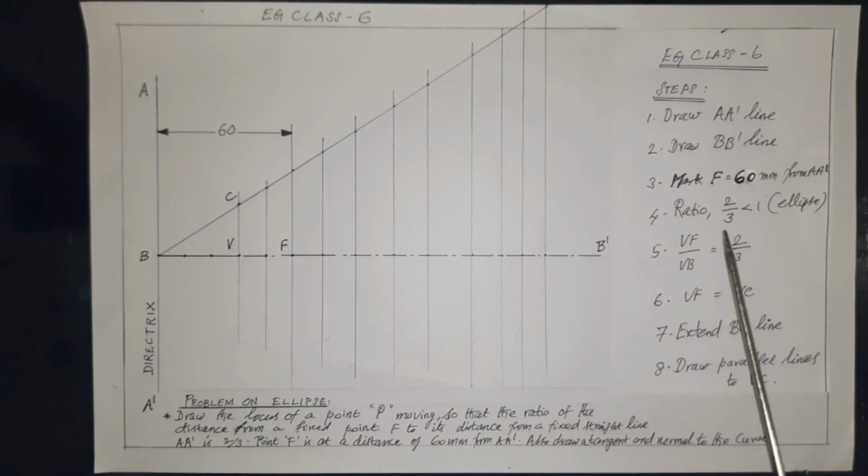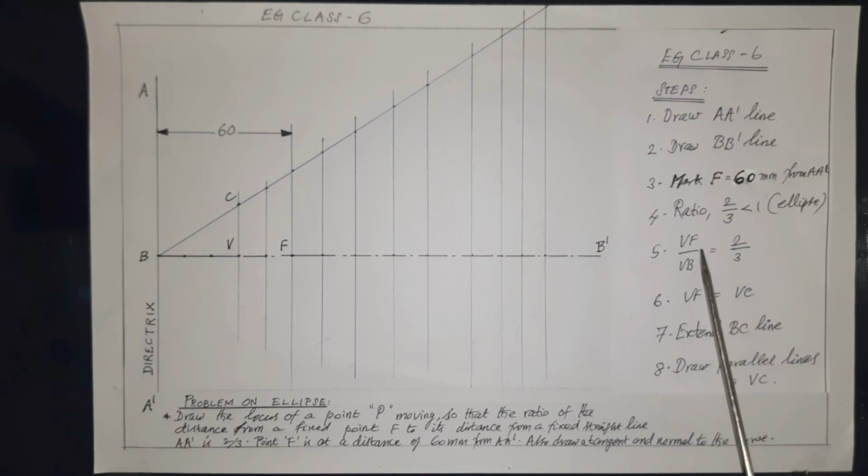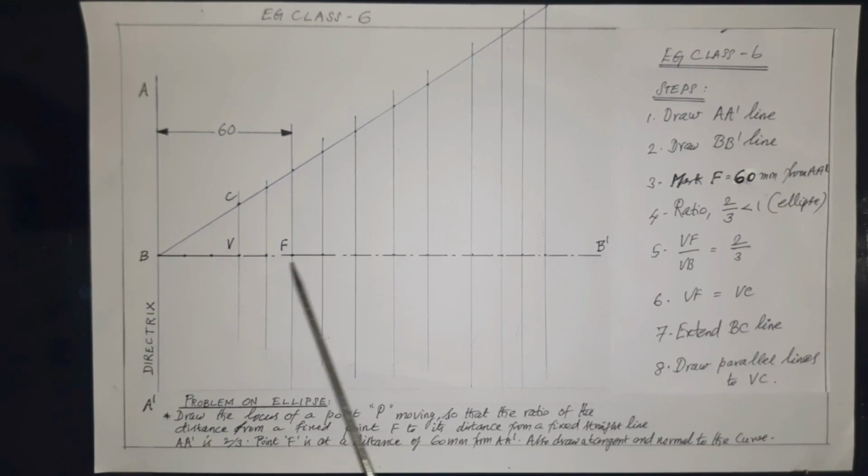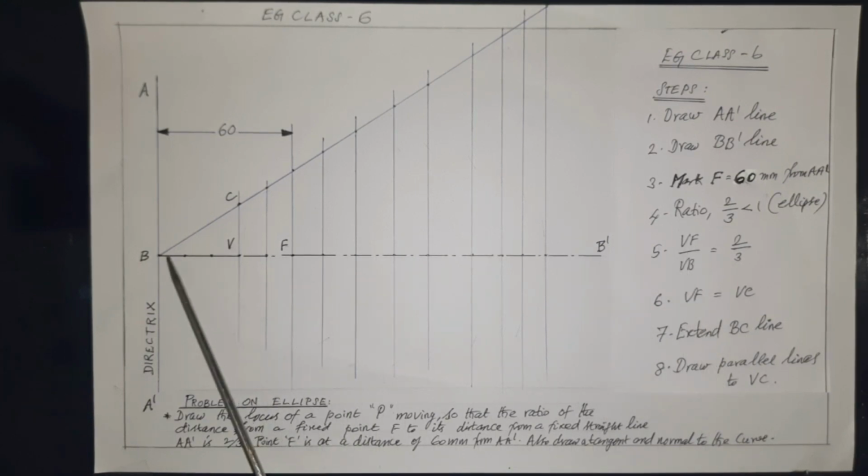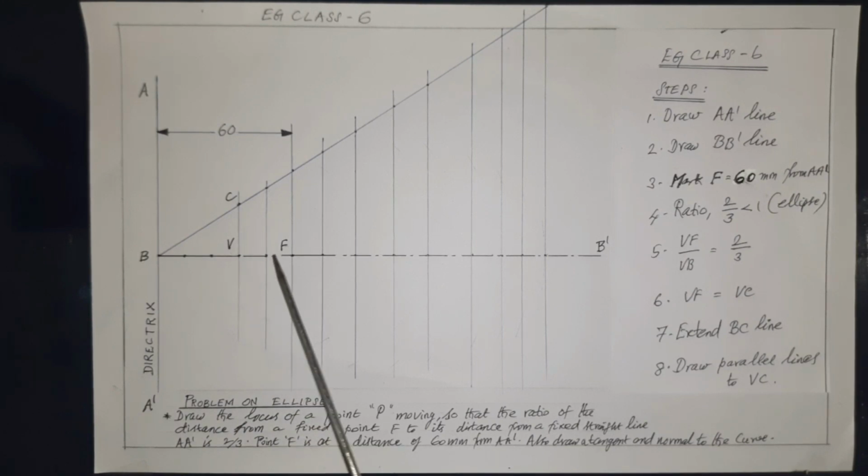In step 5, VF by VB equal to 2 by 3. That is, we have to take the ratio 2 by 3 as 2 plus 3, which makes 5 equal gaps. That is, from B to F, we have to divide into 5 equal divisions. That is with respect to step 5. 5 equal divisions: 1, 2, 3, 4, 5.